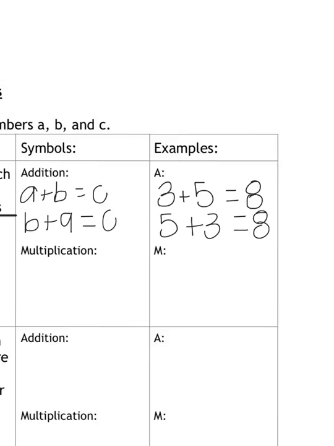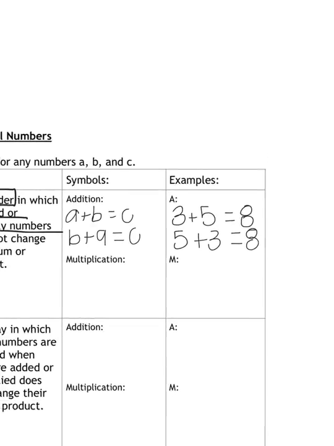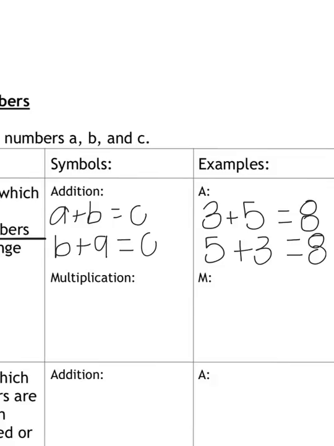An example of this would be 3 plus 5 equals 8 is the same as 5 plus 3 equals 8. So as we said before, using our symbols, if A were 3 and B is 5, no matter which way we put that A and B, we still get the same number.